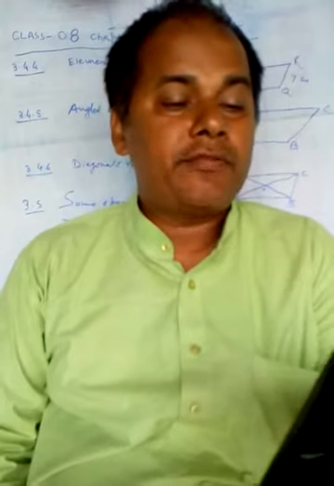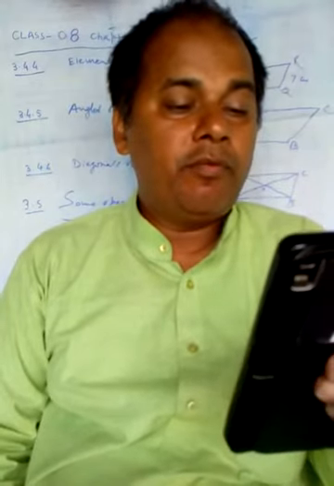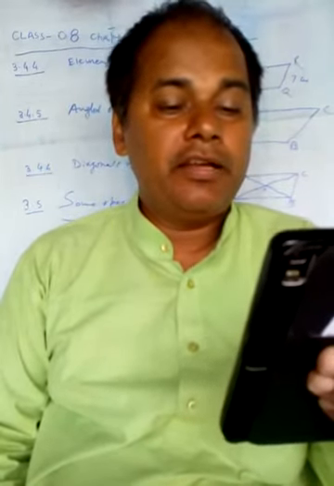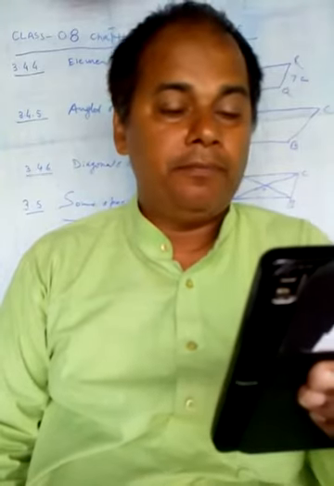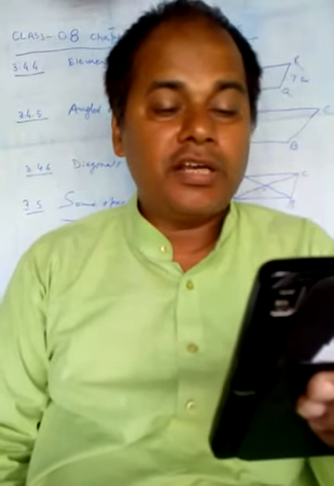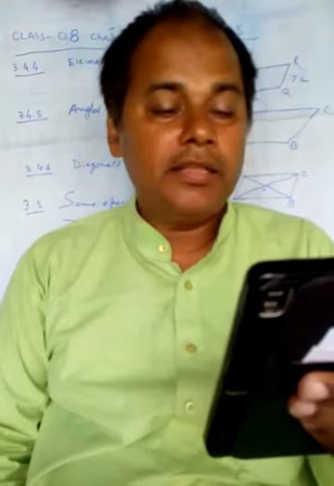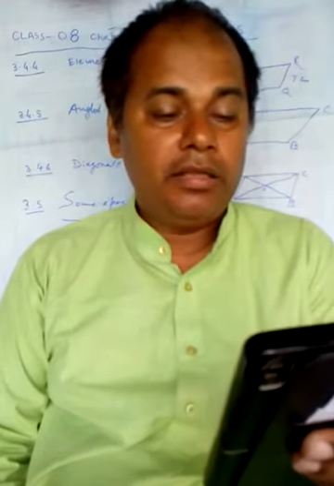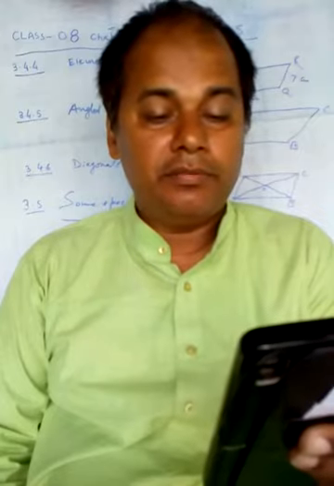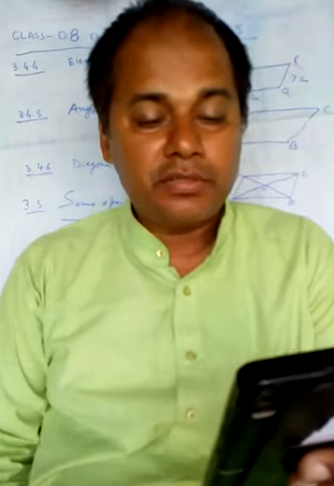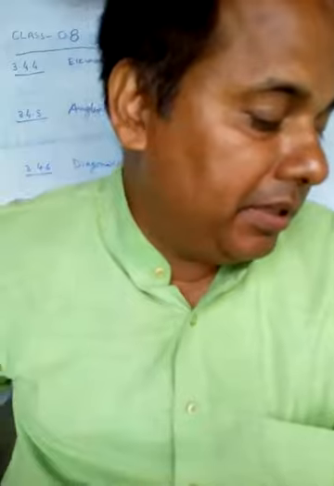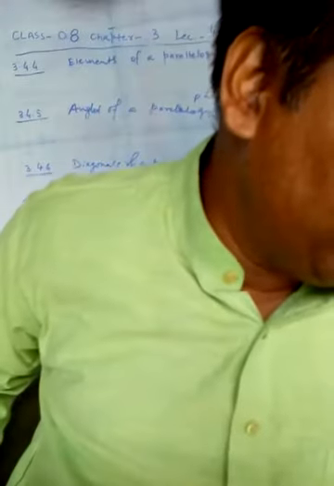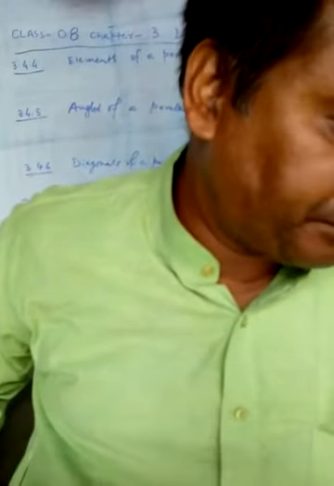Next point is 3.4.4 elements of a parallelogram. There are four sides and four angles in a parallelogram. Some of these are equal. There are some terms associated with these elements that you need to remember.